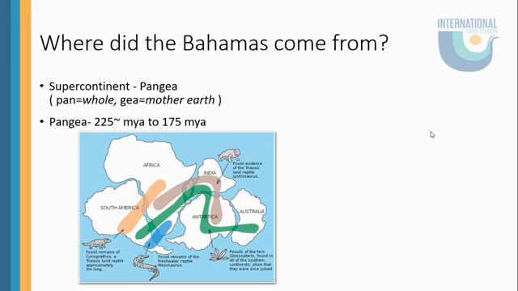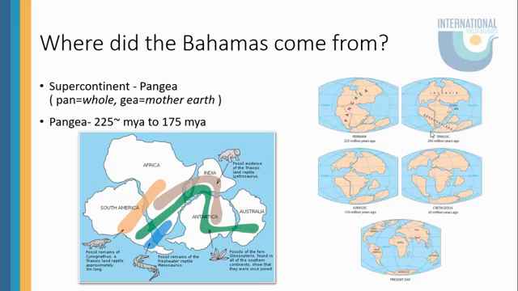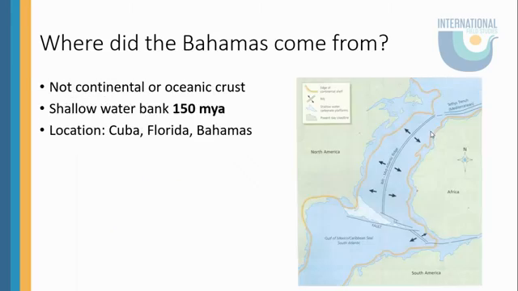So where did the Bahamas come from? Back about 225 million years ago, or MYA as it shows there on the screen, Pangea, or a supercontinent, was formed on Earth's surface. And this is when all of our continents as we know them today were in one large formation. And then around 175 million years ago, it actually started to break apart, and we started to see the movements into the continent locations that we know today.